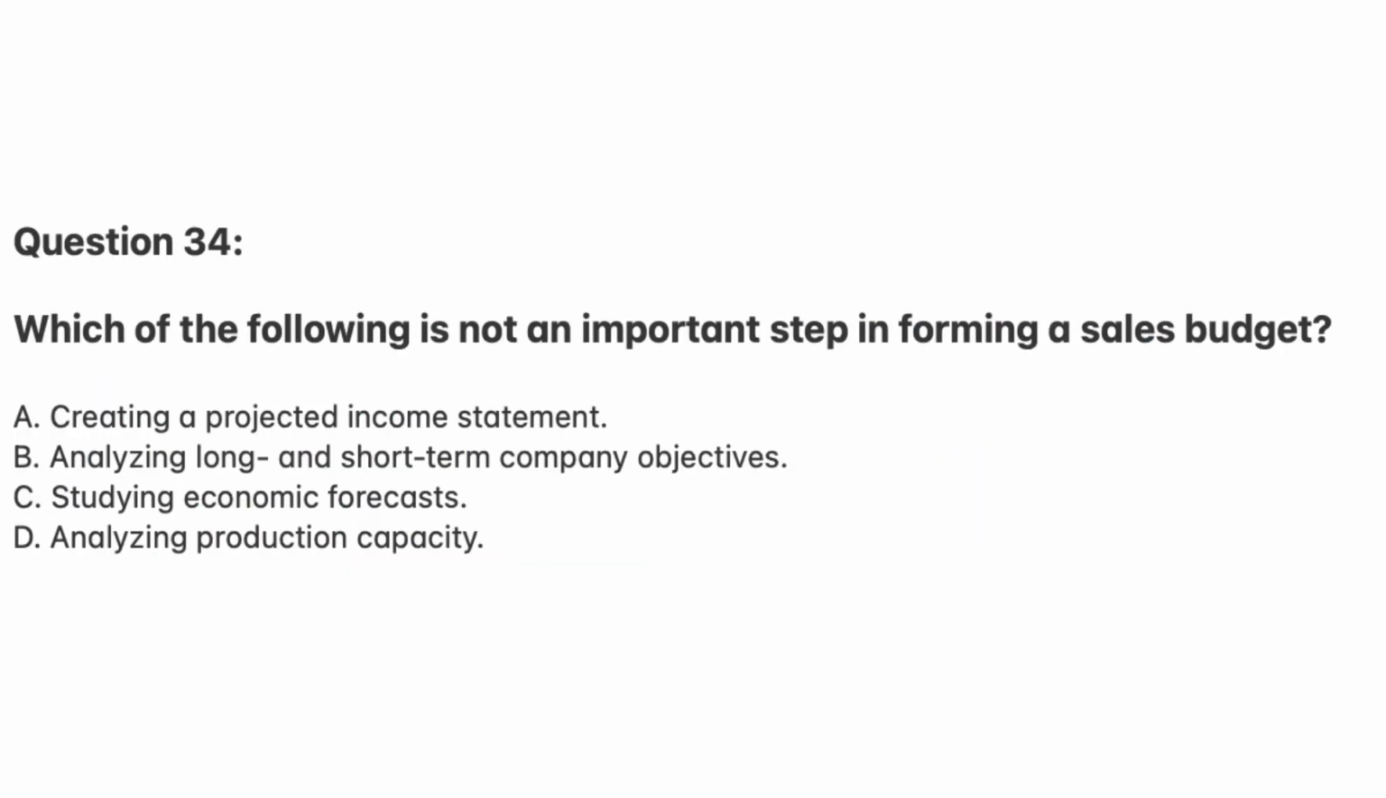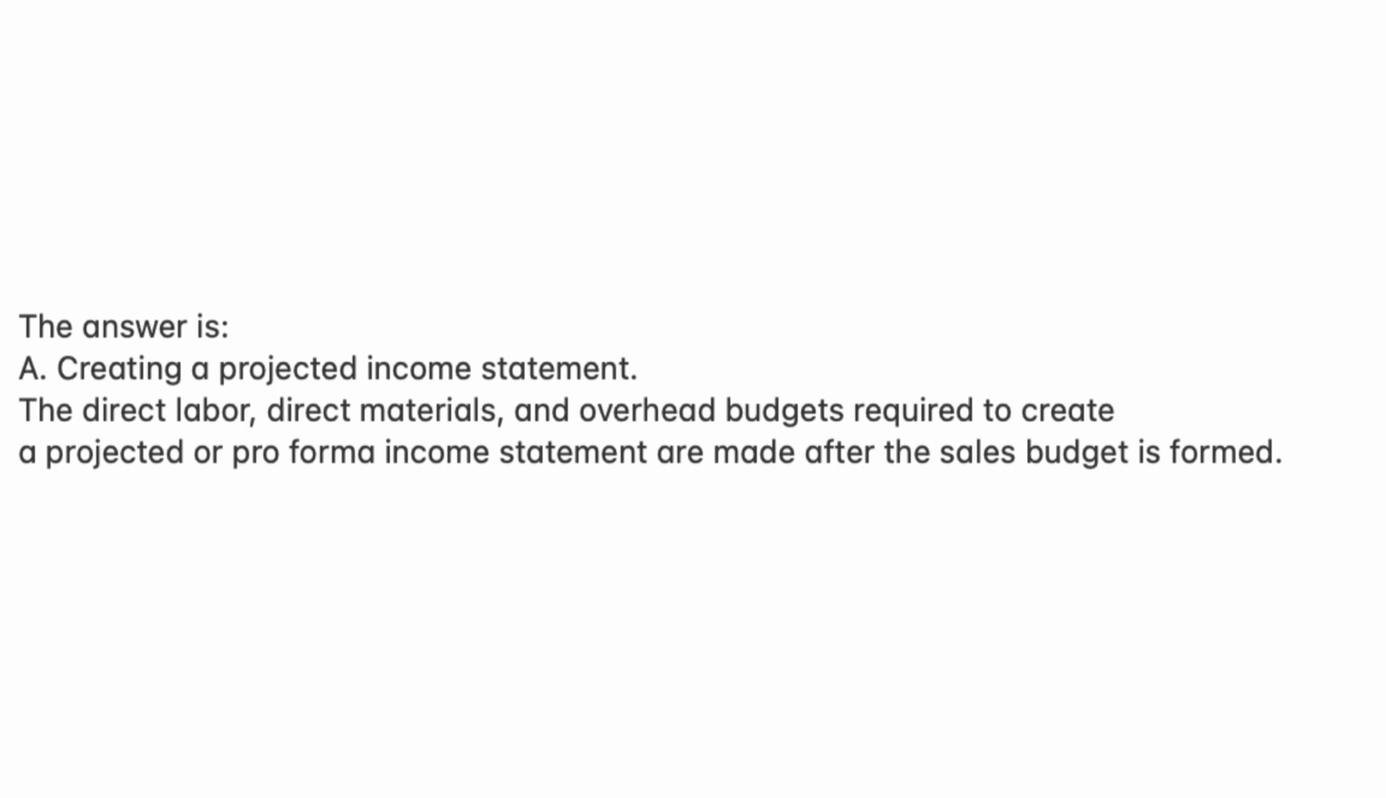Question 34. Which of the following is not an important step in forming a sales budget? A. Creating a projected income statement. B. Analyzing long and short-term company objectives. C. Studying economic forecasts. D. Analyzing production capacity. The answer is A. Creating a projected income statement. The direct labor, direct materials, and overhead budgets required to create a projected or pro forma income statement are made after the sales budget is formed.